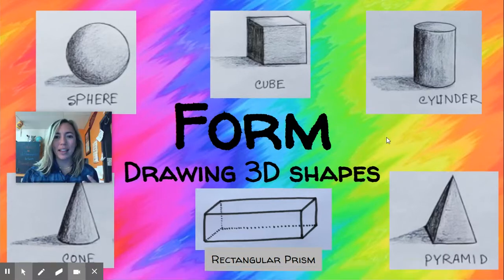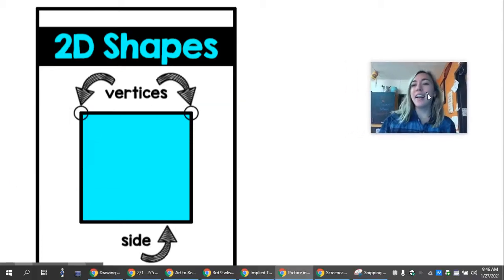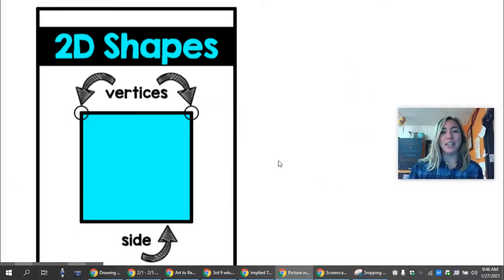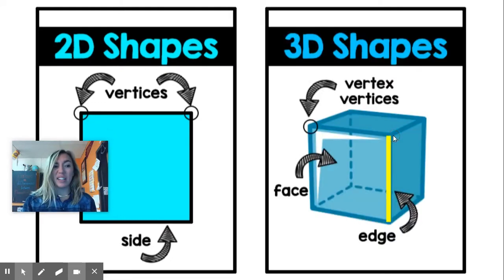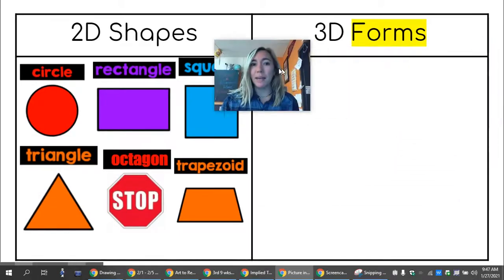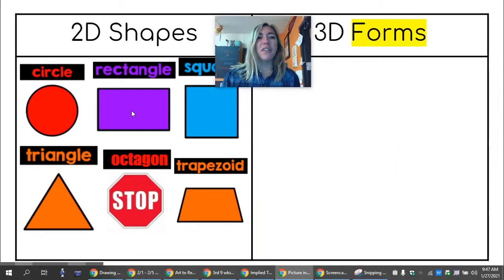So, you may know that there are some different types of shapes. 2D shapes are shapes that are flat and that are on paper normally, and we only see one side of them. 3D shapes are shapes that you can see from all the way around and they take up space. Here are some 2D shapes, which you probably know: circle, rectangle, square, triangle, octagon, and trapezoid. And now I'm going over these because knowing 2D shapes actually helps you learn how to draw 3D shapes.